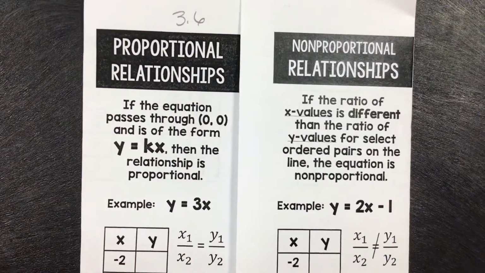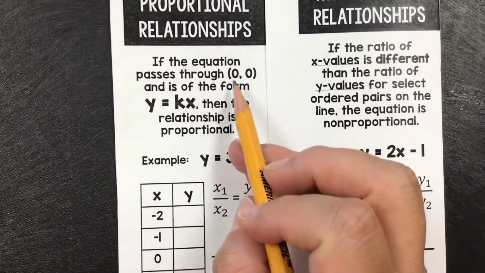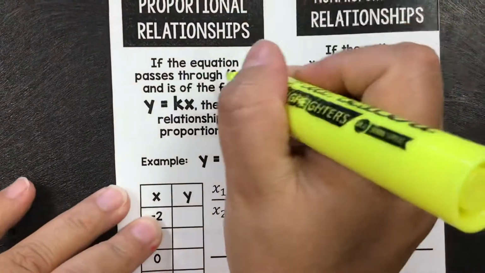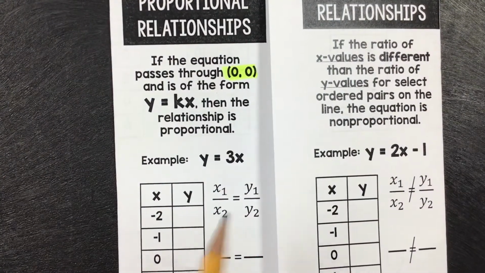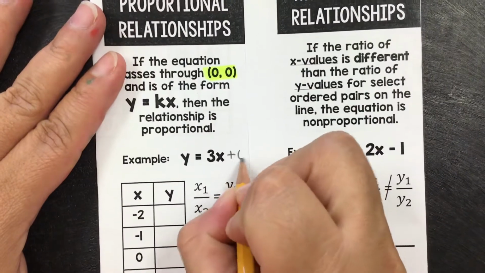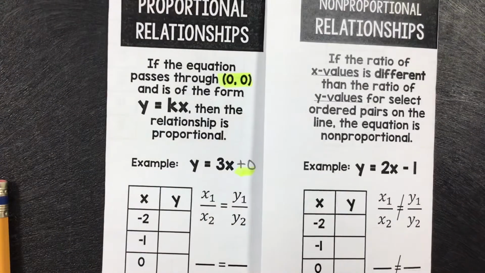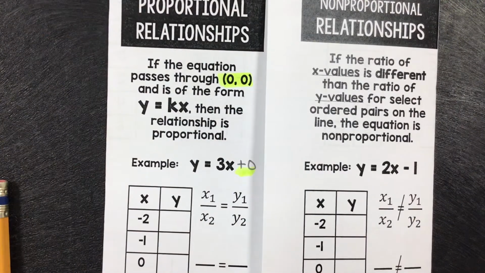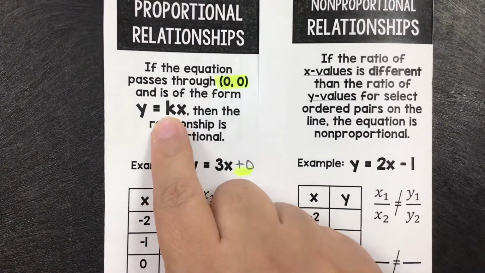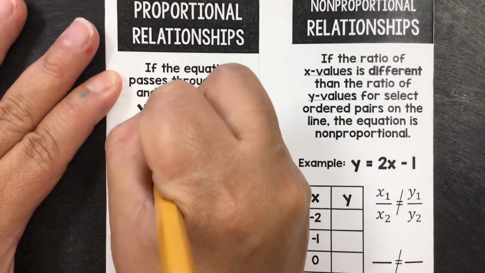We can tell that something is proportional when the b is 0 or it goes through the point 0, 0. So if you'll highlight that for me. It is proportional when it goes through the 0, 0 or b is 0. So I'm going to underline it here. That's what that means. And it is of the form y equals kx when the relationship is proportional. What does that mean? That means that k is like our m. So k is m.